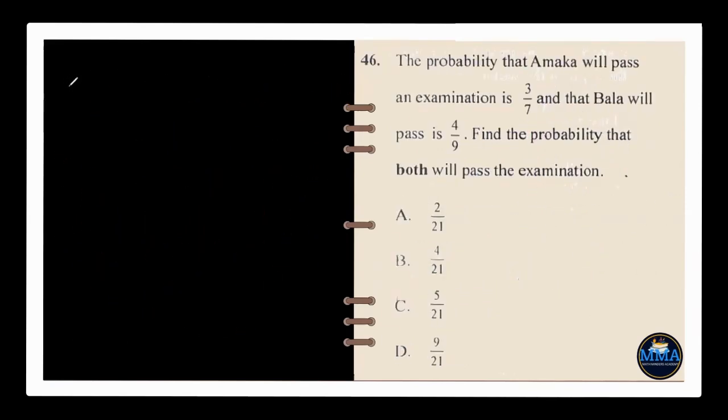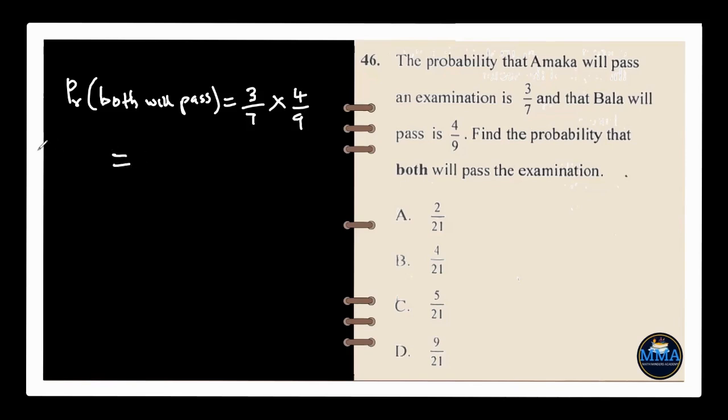Question 46, the probability that Amaka will pass an examination is 3/7, and that Bala will pass is 4/9. Find the probability that both will pass the examination. So probability of both will pass will give us probability that Amaka will pass, that is 3/7, and that's multiplication, probability that Bala will pass, which is 4/9.